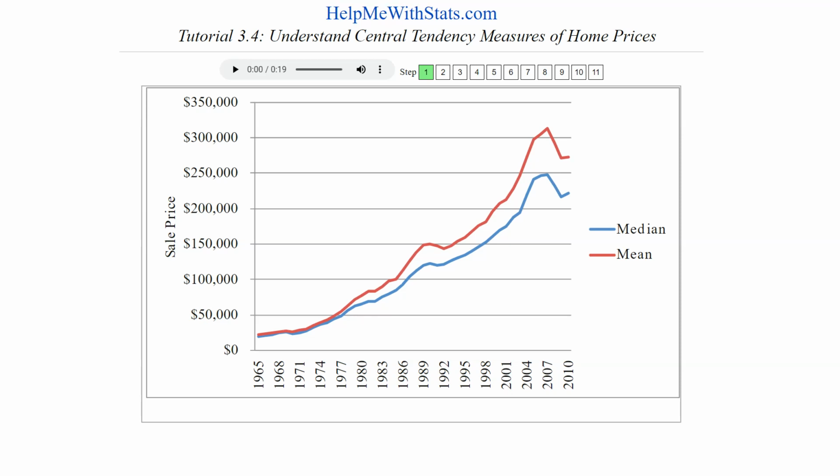HelpMeWithStats.com was used to create this tutorial that can help us understand central tendency measures of home prices. Here's a chart of home sale prices in the United States between 1963 and 2011. The mean sale price is in red and the median sale price is in blue. Notice that the mean price is consistently higher than the median price. Let's see why this is true.